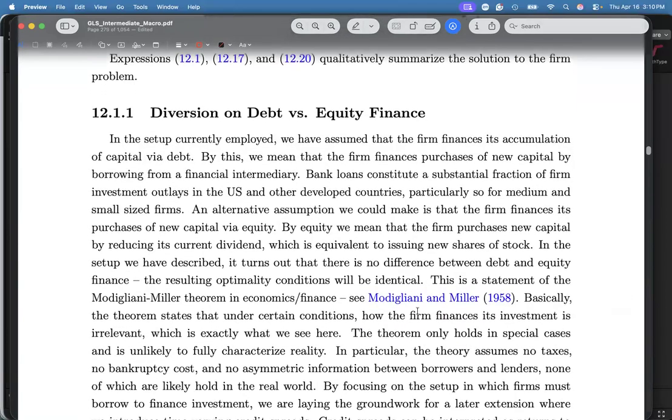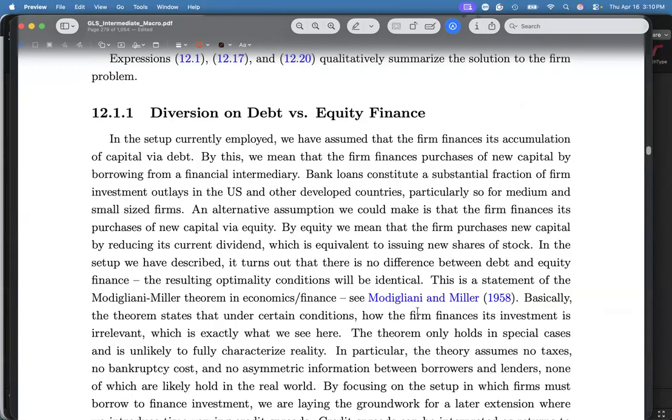We will largely skip 12.1.1. Merong results on debt versus equity finance. If you guys are business econ, shout out to the business econ people out there. If you're gonna take a corp finance class or a financial econ class here, one of the topics, almost 100% sure, is this discussion of debt versus equity finance.